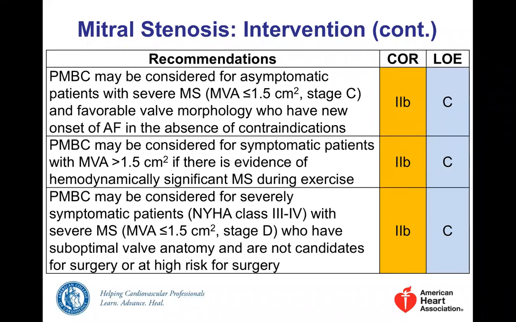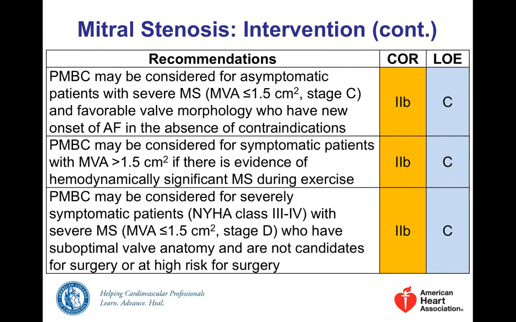Also, mitral balloon commissurotomy may be considered for asymptomatic patients with severe mitral stenosis, mitral valve area less than 1.5 centimeter, stage C, which as I mentioned is asymptomatic, and favorable valve morphology, who have new onset of AF in the absence of any contraindication. This will be class 2B. Balloon commissurotomy also may be considered for symptomatic patients with mitral valve area more than 1.5 centimeter if there is evidence of hemodynamically significant mitral stenosis during exercise.